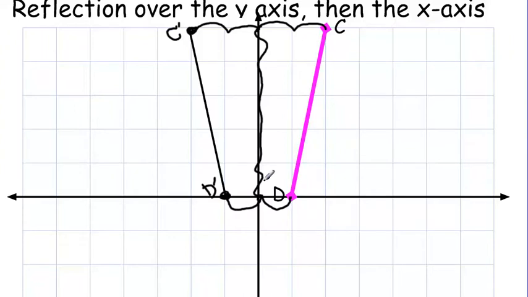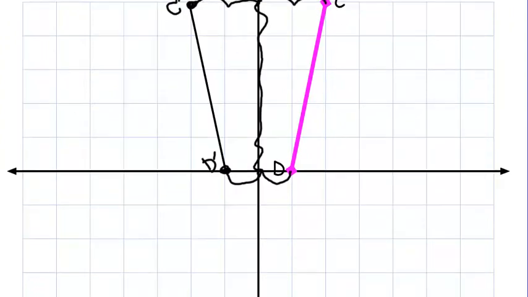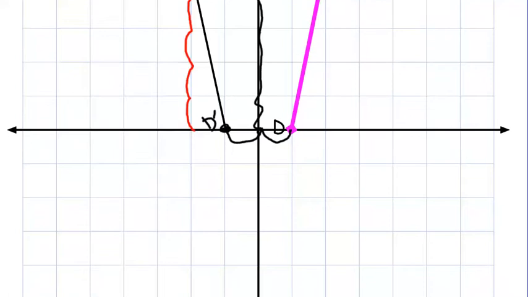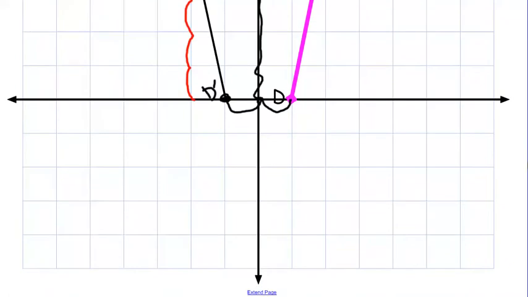We don't go back to the original. We go to the prime. So now I'm looking at how do I reflect it over this axis. C is 1, 2, 3, 4, 5 spaces away. So C prime is going to be 1, 2, 3, 4, 5 spaces away. Now I've already got a C prime, so this is C prime prime.